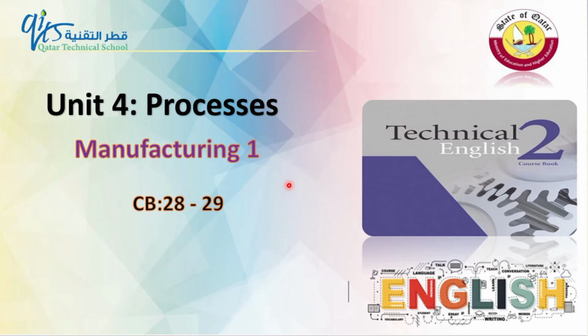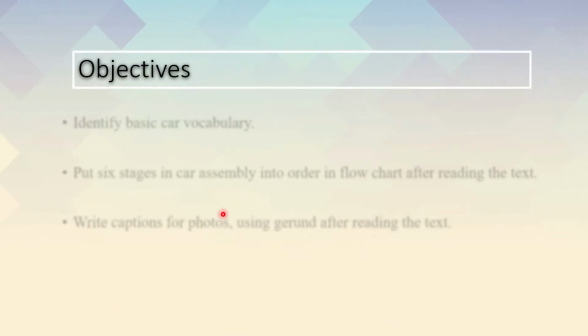Welcome once again to our technical English lesson for grade 11. Our lesson today is Manufacturing 1. It's on pages 28 and 29 of the course book. Let's look at the objectives. We have 3 objectives in this lesson.